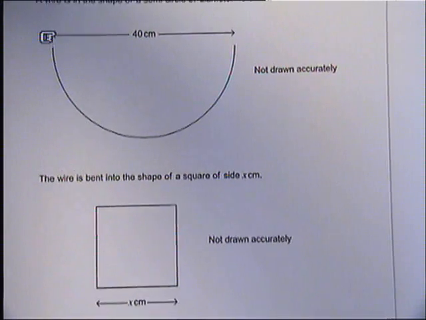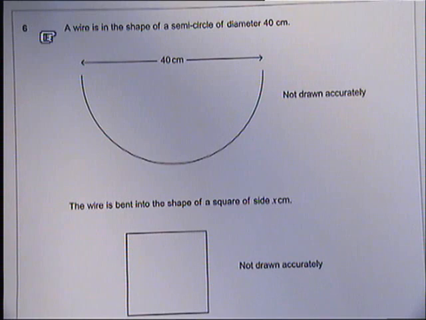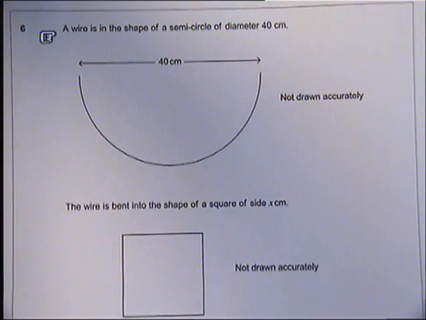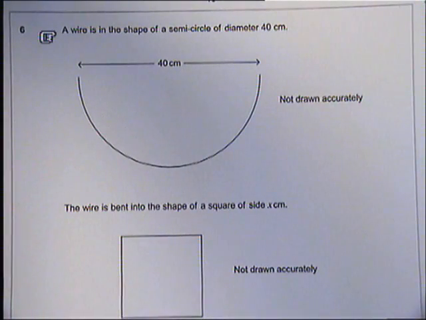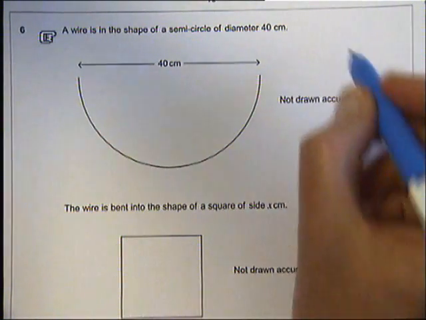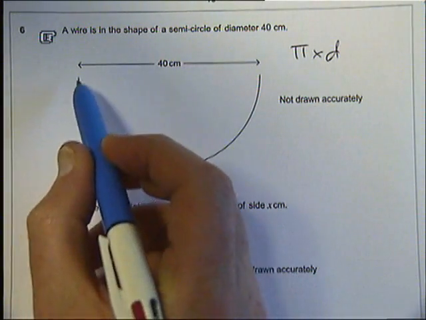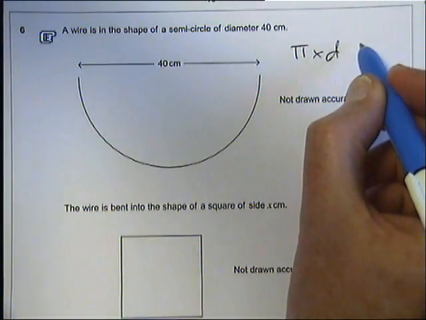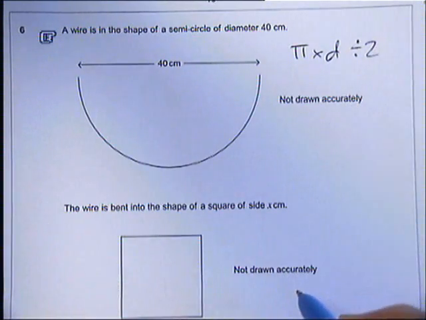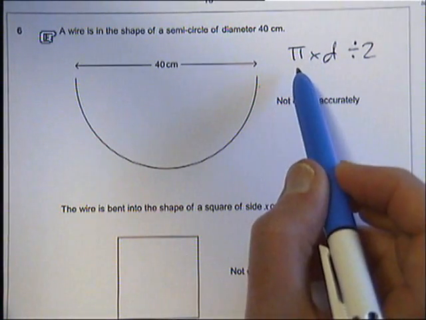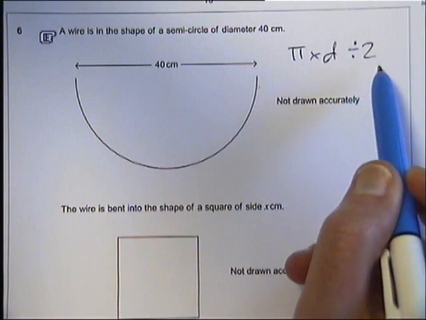This is question 6 on the November 2010 Mod 5 Higher Paper 1. We've got a wire in the shape of a semicircle of diameter 40 centimetres. Well, a semicircle is half of a circle. It's fairly obvious. And the distance around a whole circle is pi times the diameter. So the distance around half a circle is pi times the diameter divided by 2. So the length of this curved line here must be pi times the diameter divided by 2.